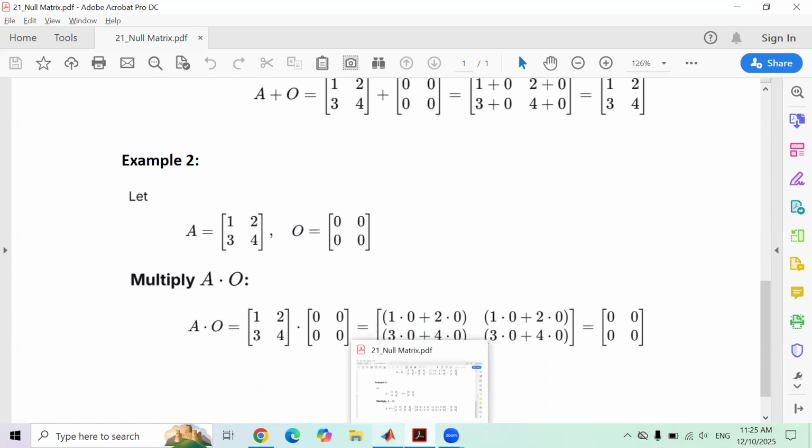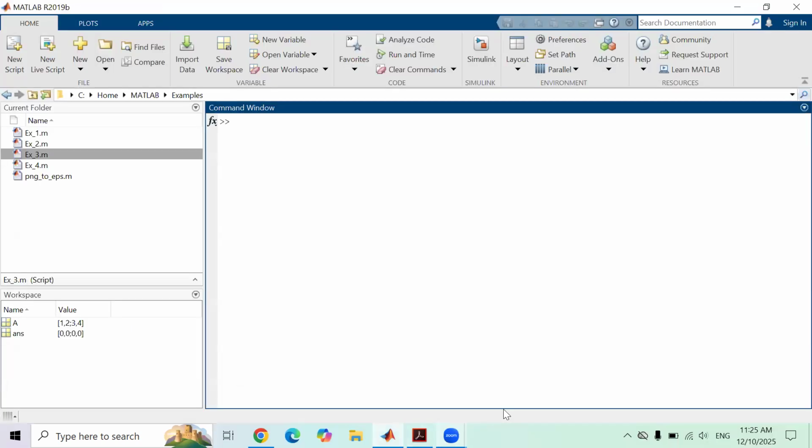Now let me show you the same thing on MATLAB. In order to generate a null matrix or zero matrix, we type the command zeros. Inside this, we type the dimension. Now zeros of 3 will generate a null matrix of size 3 by 3. Similarly, if we type 2 here, we get a null matrix of size 2 by 2. Now let's say we need a rectangular matrix of certain dimensions. Let's say 2, 3, meaning we have 2 rows and 3 columns. So this is how we can generate it.